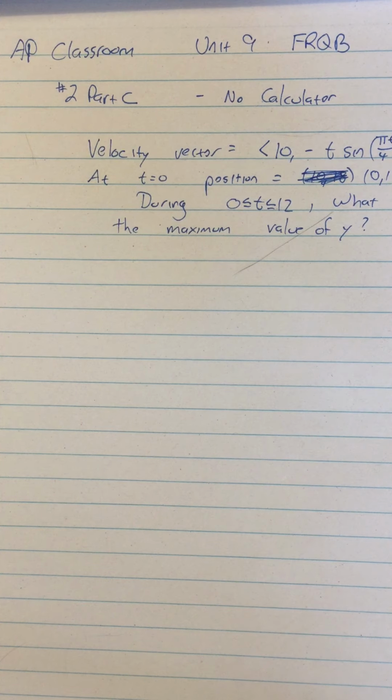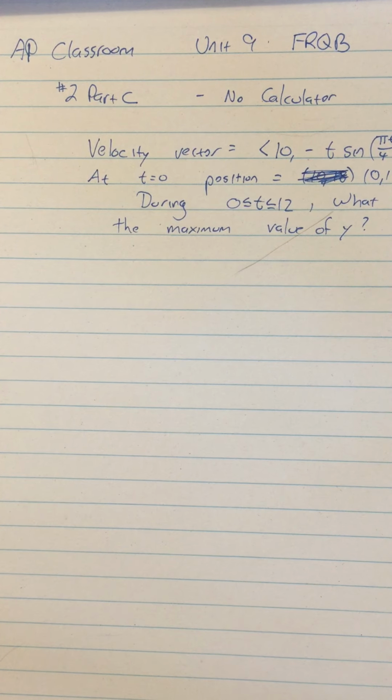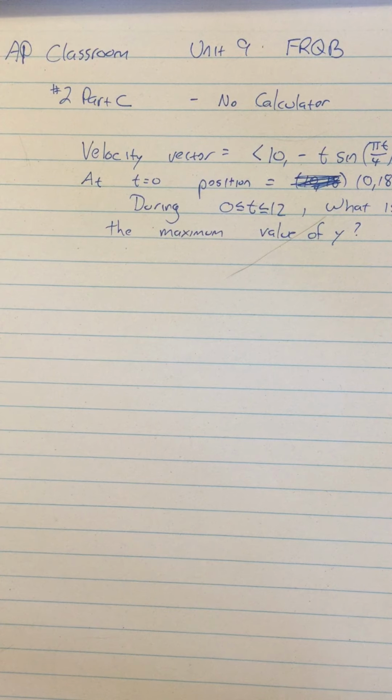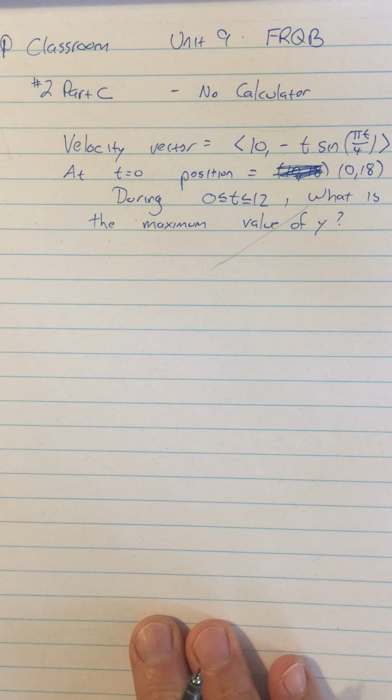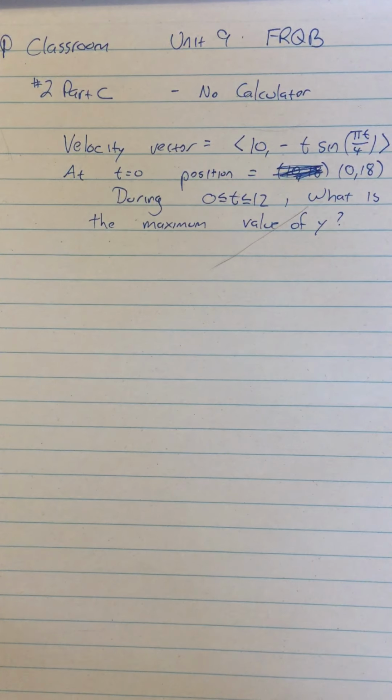So this is AP Classroom Unit 9, Free Response Question B. I just want to look at number 2, the question number 2 from that section, and just part C. It's a pretty complex question that has a lot of parts to it. It ties together a lot of things, really worth looking at in detail. So this is also a no calculator question.